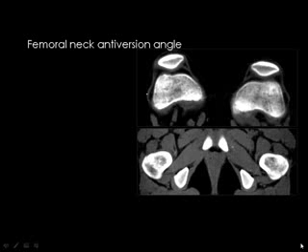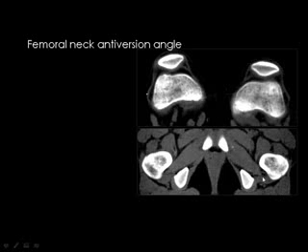Then finally, how to measure the femoral neck anteversion angle. Many times you are requested to measure the femoral neck anteversion angle, and it is done by CT in a simple way. Just put the patient in the supine position, with the limbs in a symmetric position. No limb is more forward than the other. Then you scan the region of the hip and scan the region of the knee.